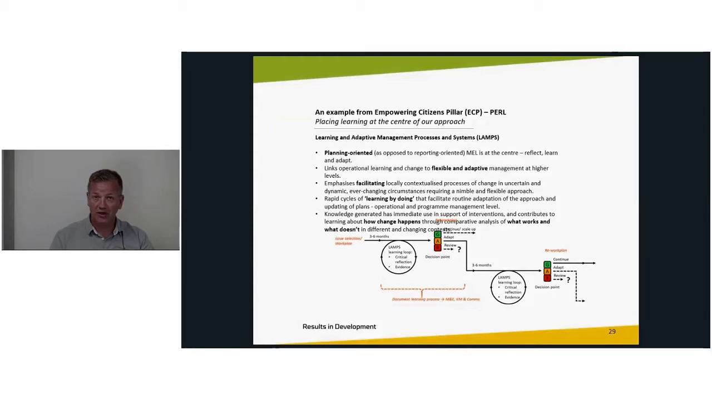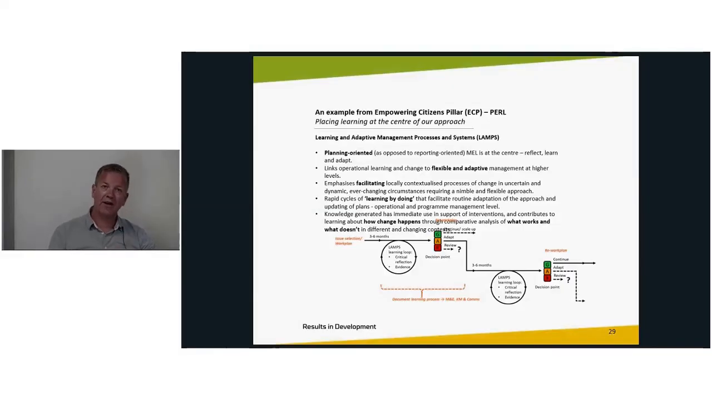The model that we've introduced and are working with the practitioners on is called Learning and Adaptive Management Process and Systems. It's called LAMPS for short. You can see with the diagram, every 3 to 6 months, there's learning, there's reflection. And then what do you do? You actually adapt, you scale up, or you stop. So it's kind of like a traffic light system.